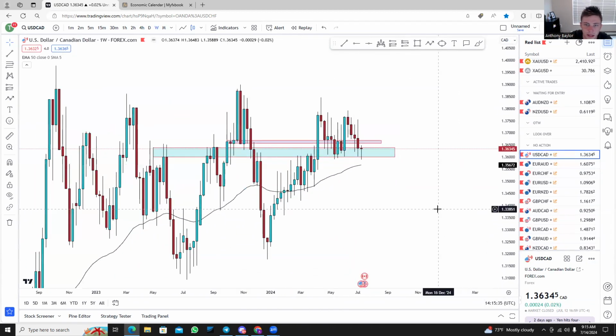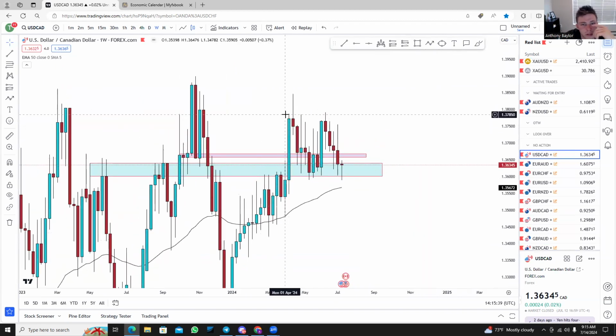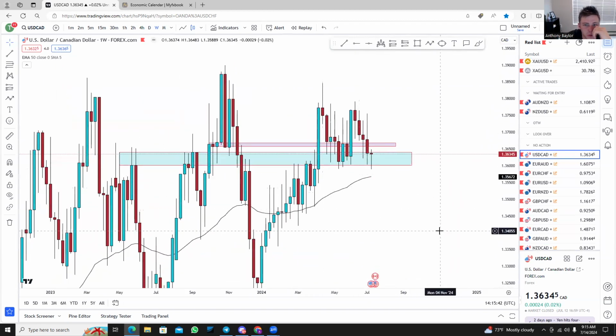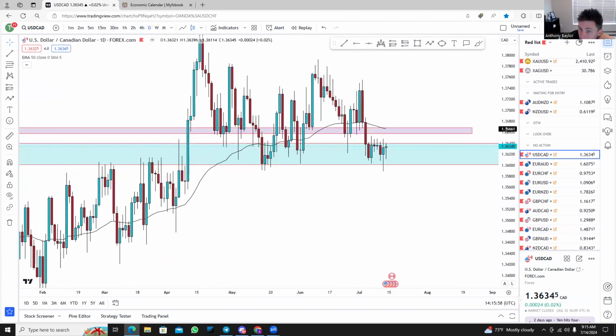Next one, USD CAD. Double top formation forming on a weekly, bullish for higher high, higher low. Obviously, we haven't had a shift in structure here, and we haven't had a shift in structure here. So this is still bullish. Daily is bearish.